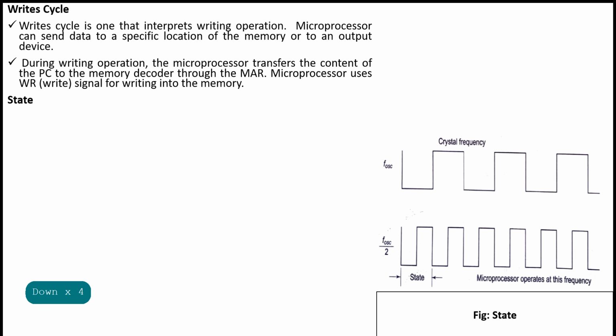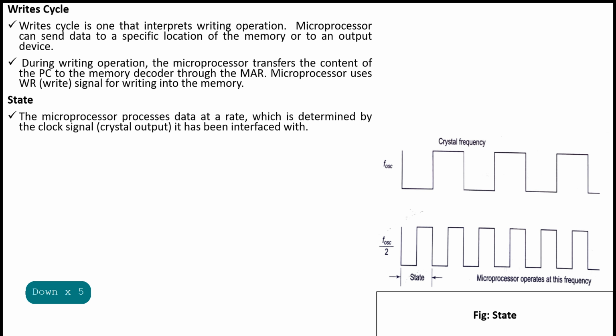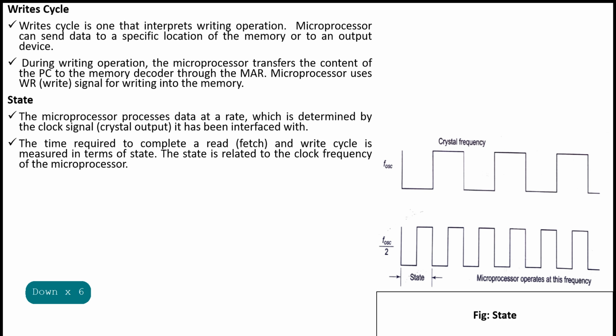Next, state. The microprocessor processes data at a rate which is determined by the clock signal, that is the crystal output it has been interfaced with. The time required to complete a read, that is fetch, and write cycle is measured in terms of state. The state is related to the clock frequency of the microprocessor.